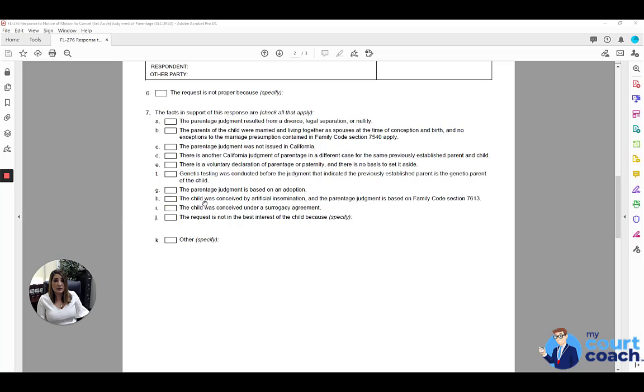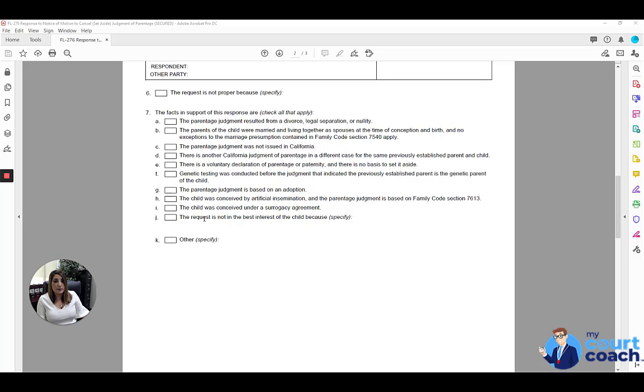If the child was conceived by artificial insemination and the parentage judgment was based on Family Code Section 7613, you can mark box 7H. And just so you know, to summarize quickly, Family Code Section 7613 states that if a woman conceives through assisted reproduction with the consent of the other intended party, that intended party is treated as the natural parent of the child, and that consent can be proven by written agreement and in some instances oral agreement. So if you fall under that scenario, you can mark box 7H. If the child was conceived under a surrogacy agreement, you can mark box 7I.